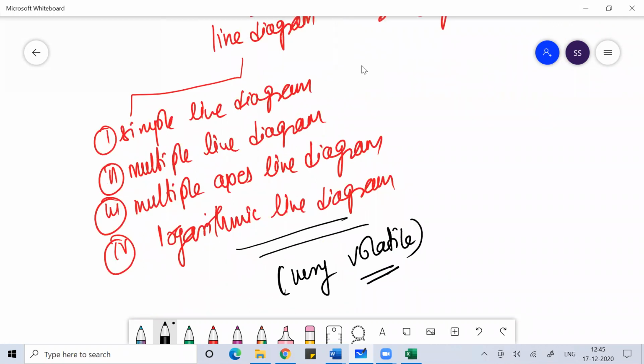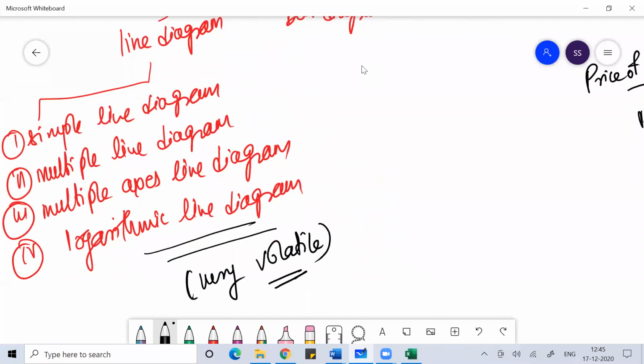For them, we use logarithmic line diagram. It is a property of log. I hope you know about log. I hope everyone is aware of log. If you are not aware about log, I'll send you a video where you can understand what log is all about. I hope everyone knows why we use log. We basically use log to determine the value of an unknown if that unknown is in power.